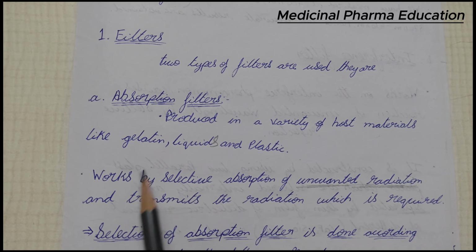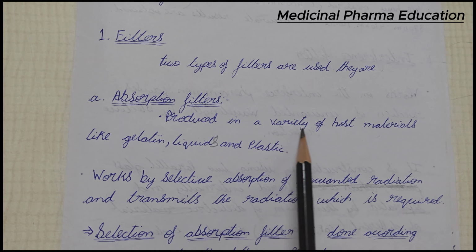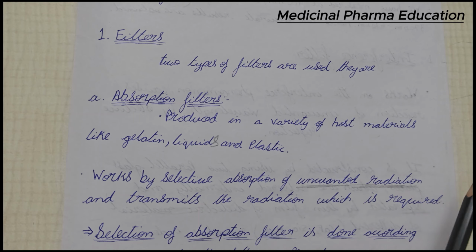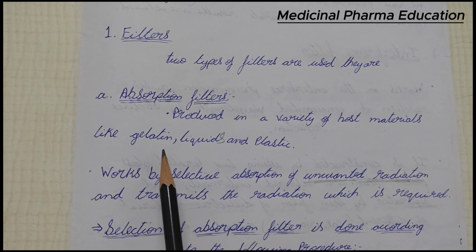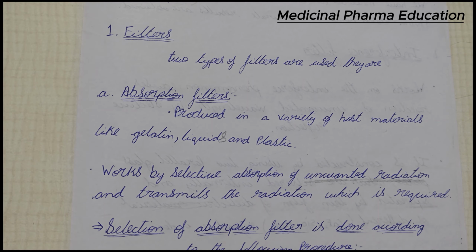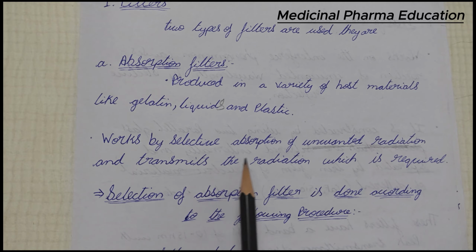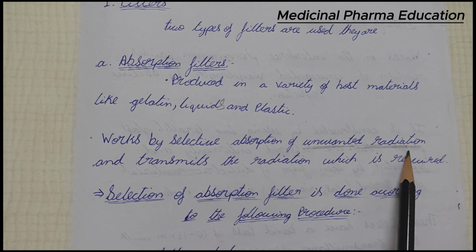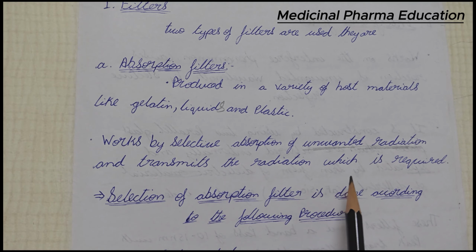First, absorption filter, produced in a variety of host materials like gelatin, liquids, and plastic. Absorption filters can be made up of gelatin, liquids, and plastics. It works by selective absorption of unwanted radiation and transmission of the radiation which is required. I think you understood what an absorption filter is.